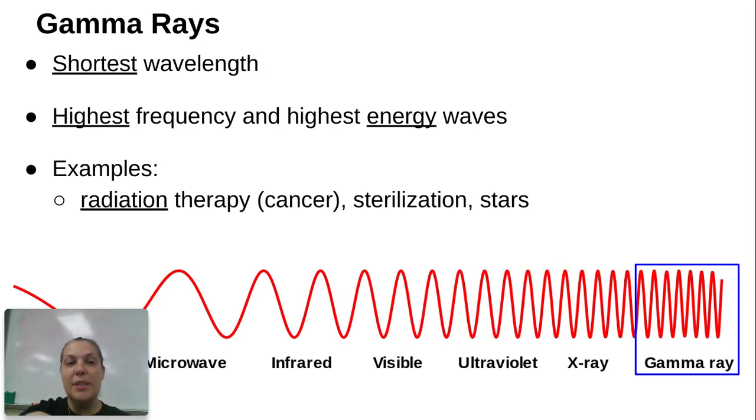And some examples, we use these in radiation therapy to help treat cancer and other types of mutations within the human body. Sterilization. So if we are sterilizing equipment, gamma rays is one that we can use. And surprise, stars. Stars give off really every part of the electromagnetic spectrum, just in different quantities.